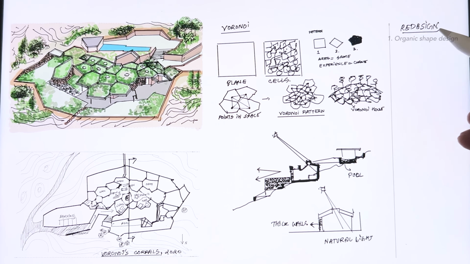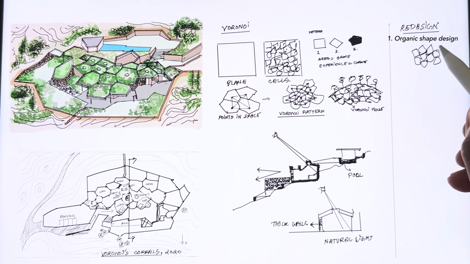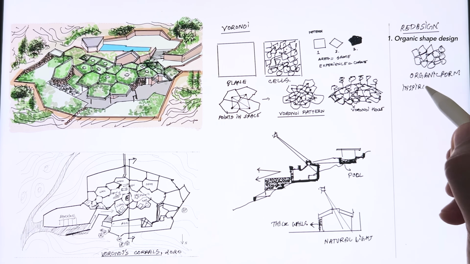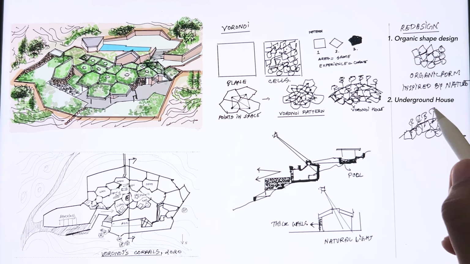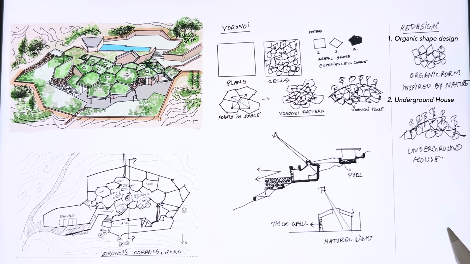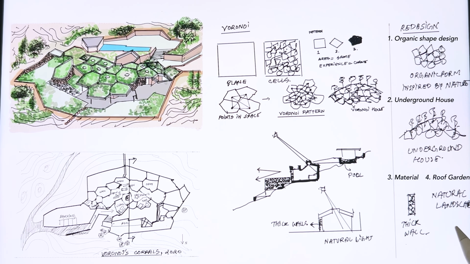Now the question is how we can implement these principles into our design, or maybe in the context of Indian architecture. Here the use of organic shapes makes the house unique, and it also blends effectively with the surrounding context. The second major principle we can use here is the underground house. This technique makes the house more efficient with the climate, making the house cooler and more effective. The third major principle we can use here is the use of material. The thick stone wall makes the house cool, and the use of the roof garden and the landscape makes the house cool.